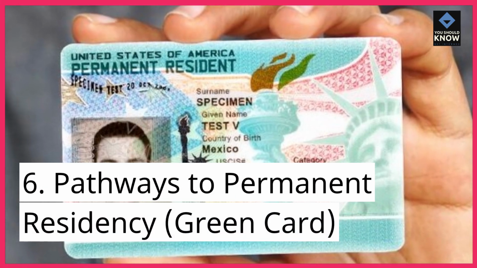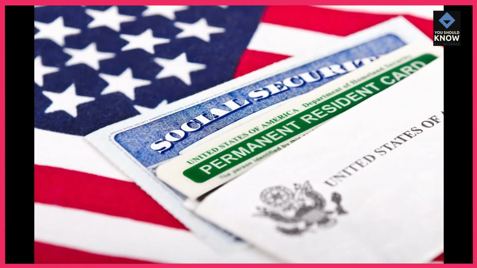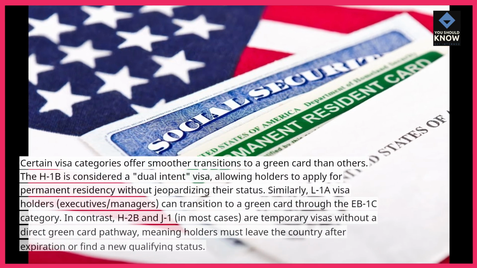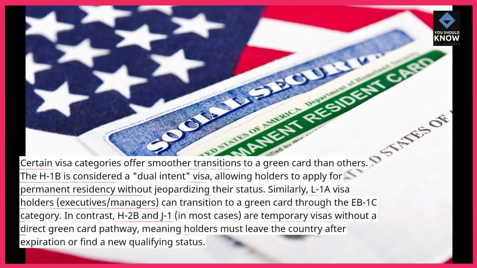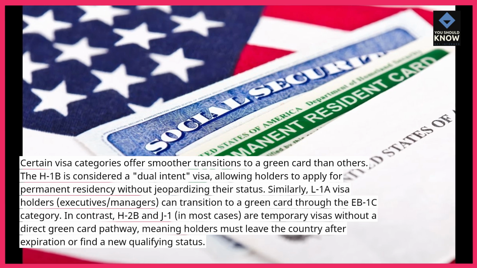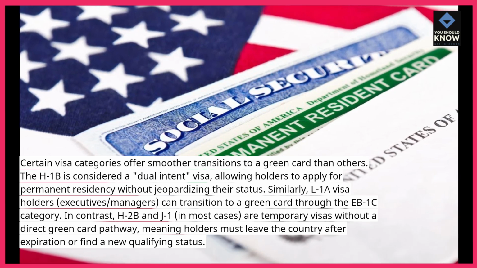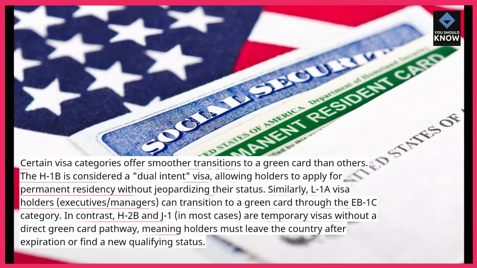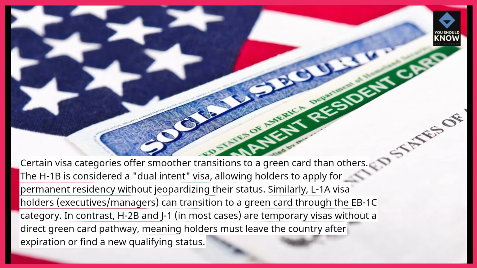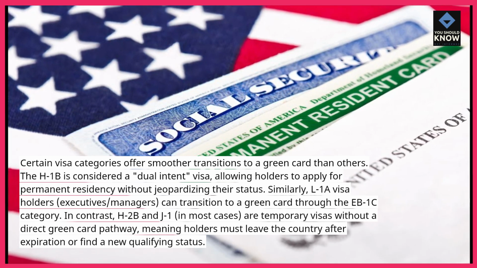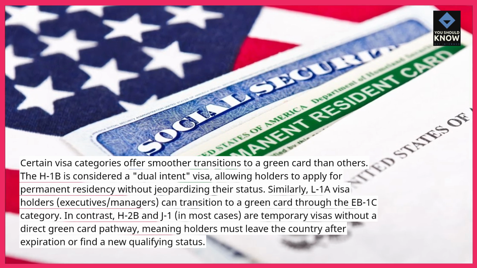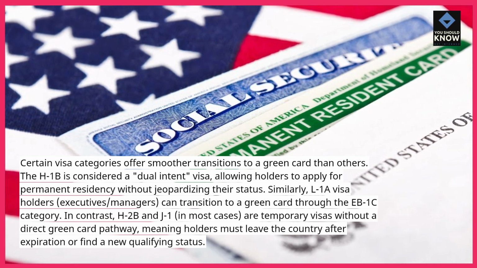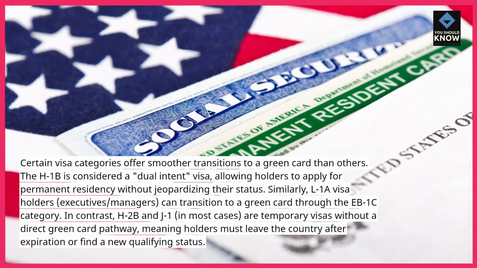6. Pathways to permanent residency, green card. Certain visa categories offer smoother transitions to a green card than others. The H-1B is considered a dual intent visa, allowing holders to apply for permanent residency without jeopardizing their status. Similarly, L-1A visa holders, executives and managers, can transition to a green card through the EB-1C category. In contrast, H-2B and J-1, in most cases, are temporary visas without a direct green card pathway, meaning holders must leave the country after expiration or find a new qualifying status.